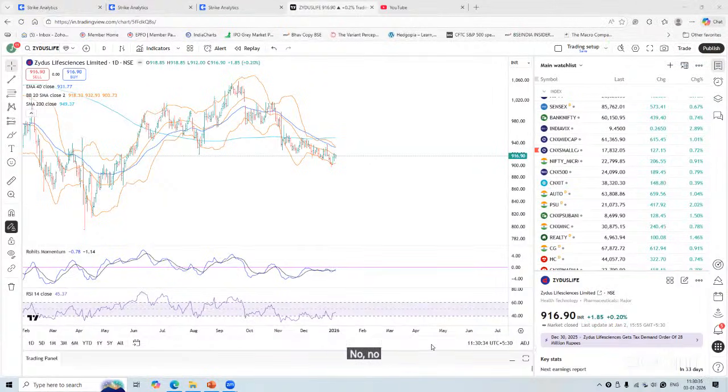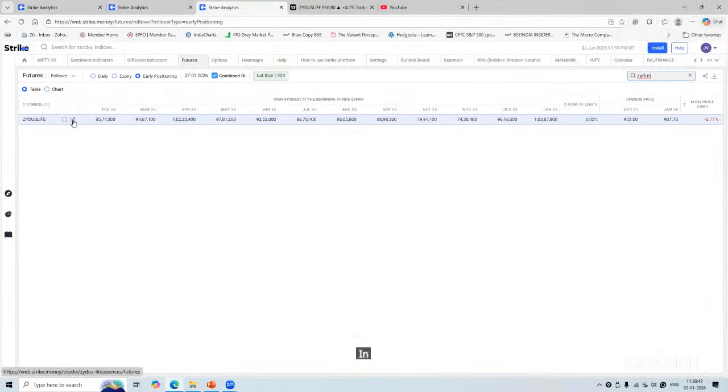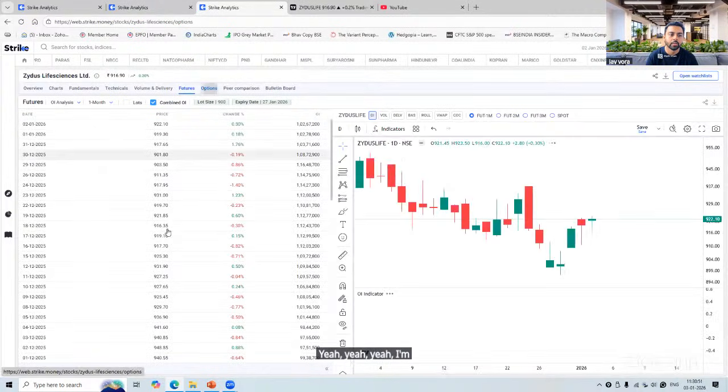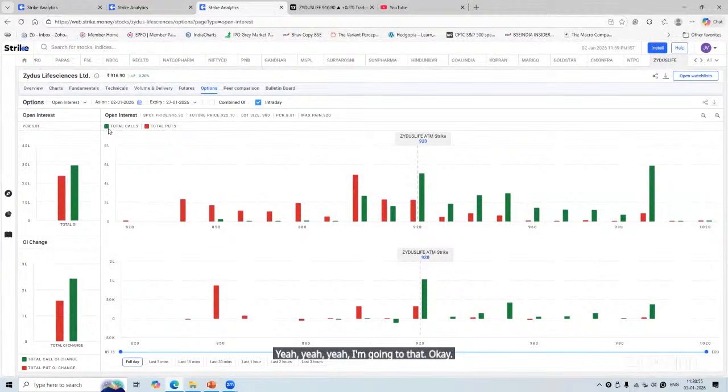No, not strike OI. Can you take any stock? In this we have options, right? Next to futures, we have the options tab. Correct. No, on the top. Yeah, I'm going to that. Yes. Okay. So we have this. Regarding this, have you made any video?